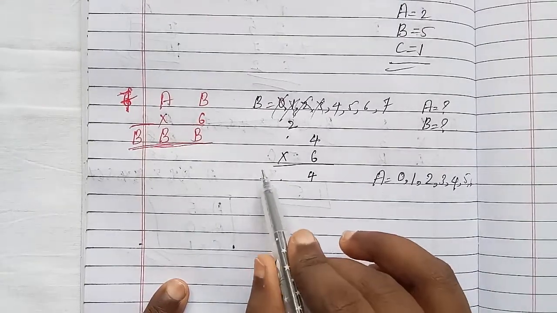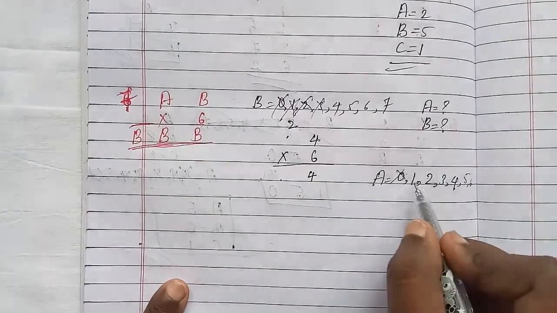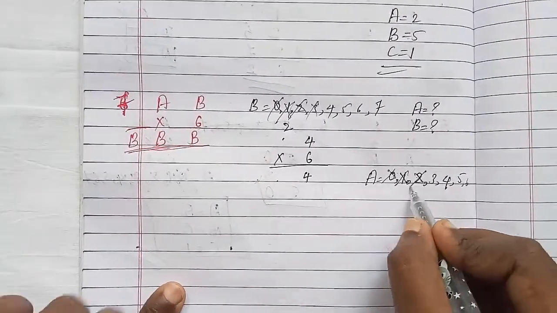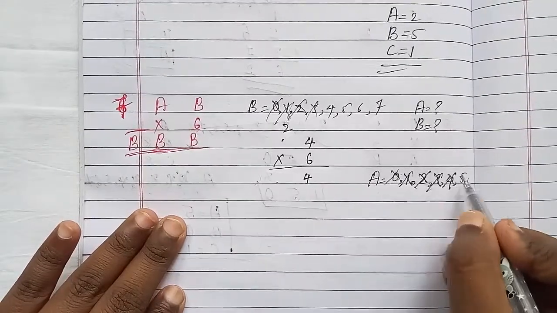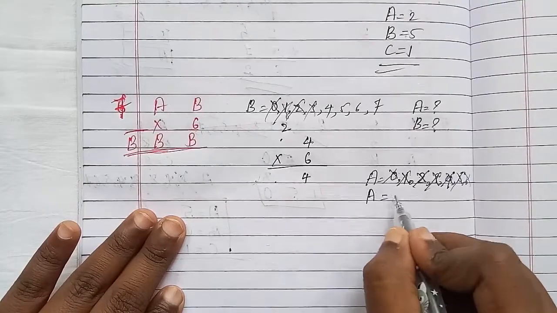There is again no formation of B. It's also wrong. I will take the value of A is equal to 1. It's also wrong, invalid. It's also invalid, and 6 also invalid. I will take the value of A is equal to 7.